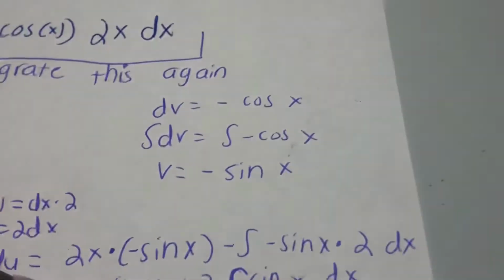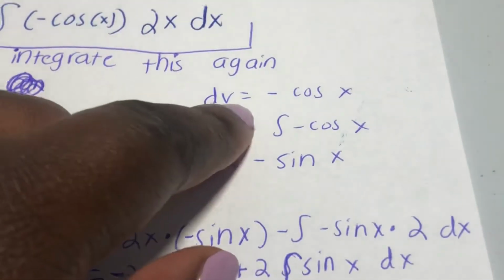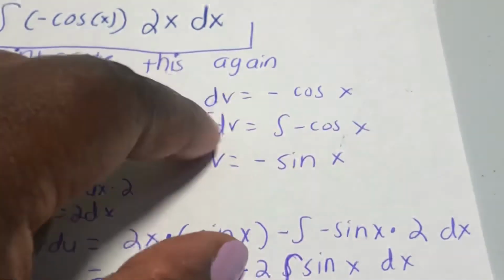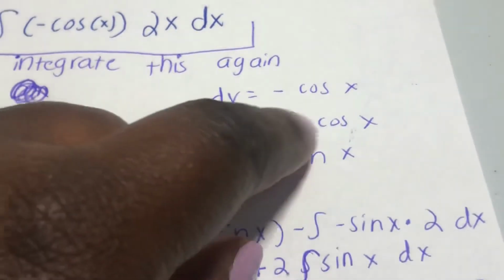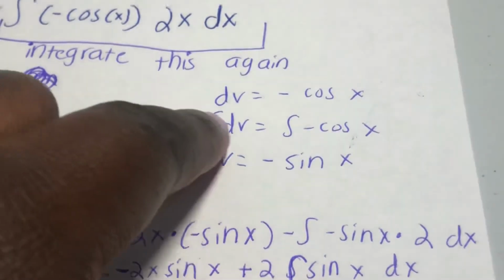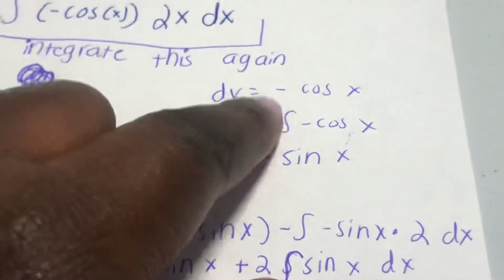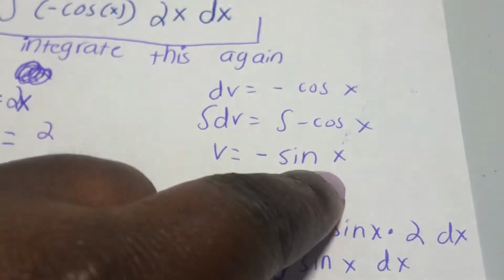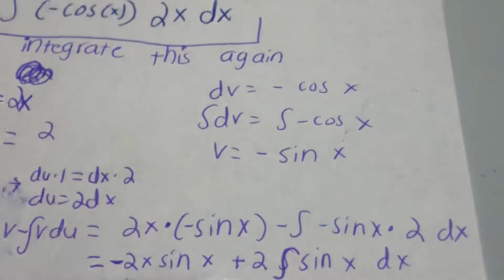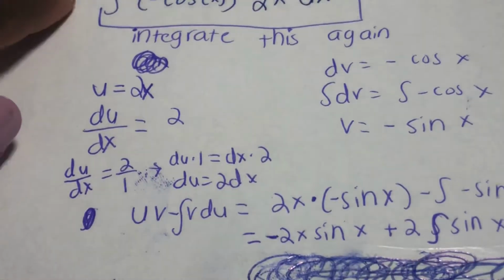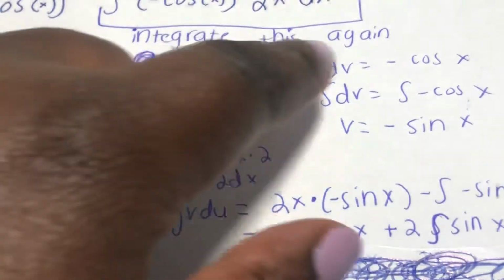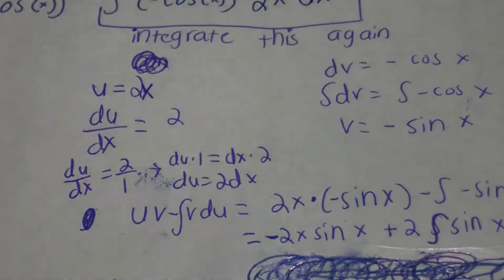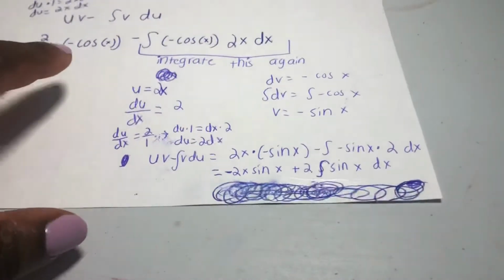We have dv here. dv is equal to negative cosine x, and the integral of dv is equal to the integral of negative cosine x. You integrate both sides, and the integral of dv is just v, while the integral of negative cosine x is negative sine x. So we have our v, and now we have our du. So we have our u, we have our du, we have our v, we have our dv.